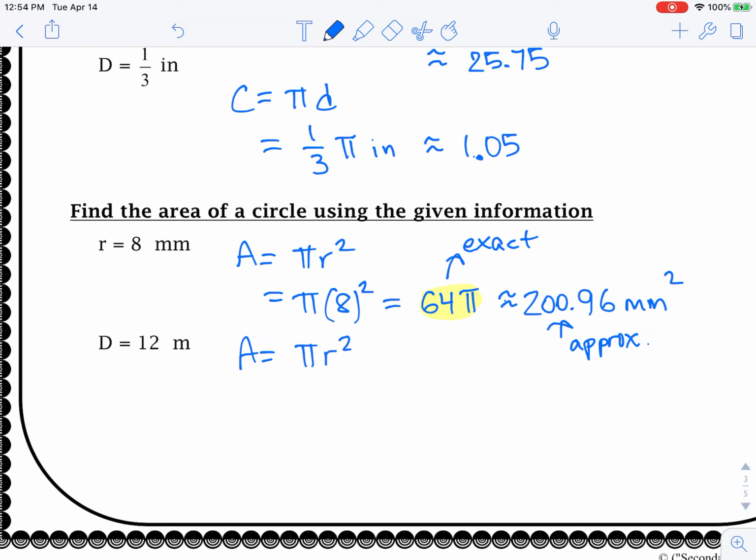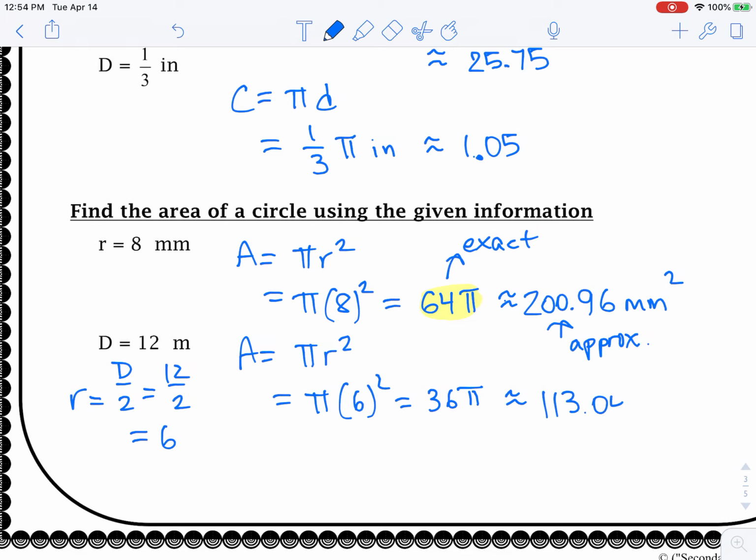Given the diameter, we need to find the radius. So we use 6, which is 36 pi, or approximately 113.04 meters squared. And this concludes our first part of circles.